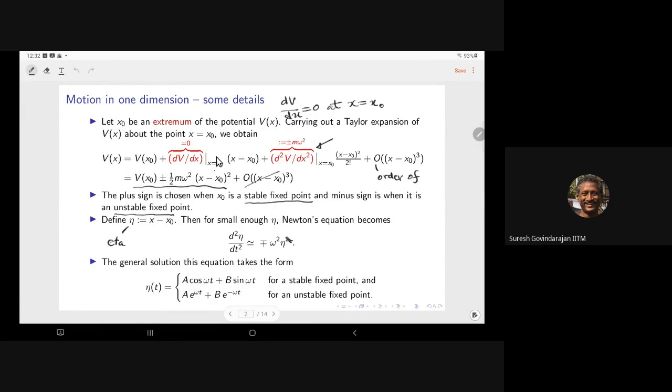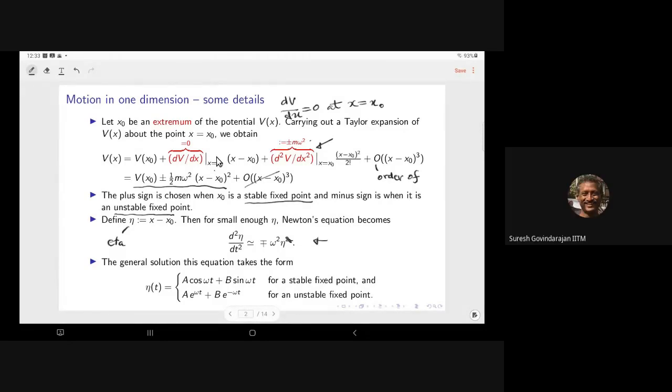Even better, look at this equation of motion. You know that a minus sign means it's a restoring force, right? So that's the stable case. So if this is plus, this will be minus. Yes, sir.